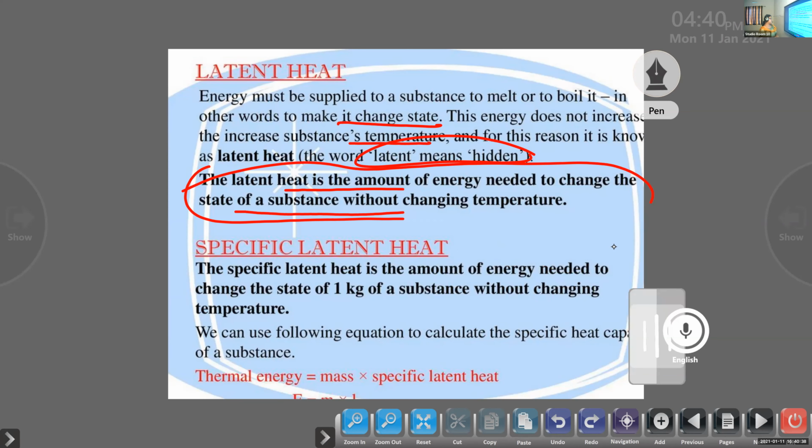And for 1 kg of substance, we call it specific latent heat. It is the amount of energy needed to change the state of 1 kg of a substance. So that is the difference between latent heat and specific latent heat. The specific latent heat is the amount of energy needed to change the state of 1 kg of substance without changing the temperature.